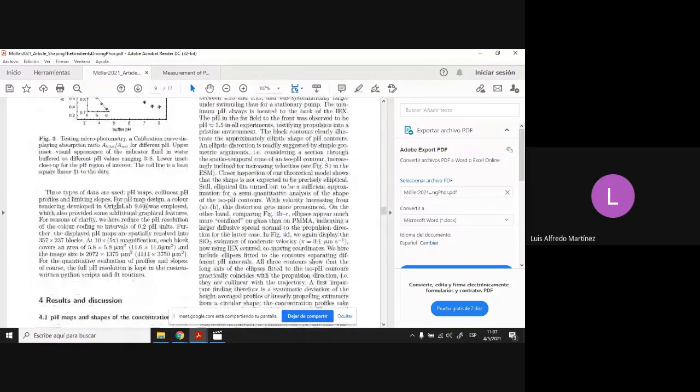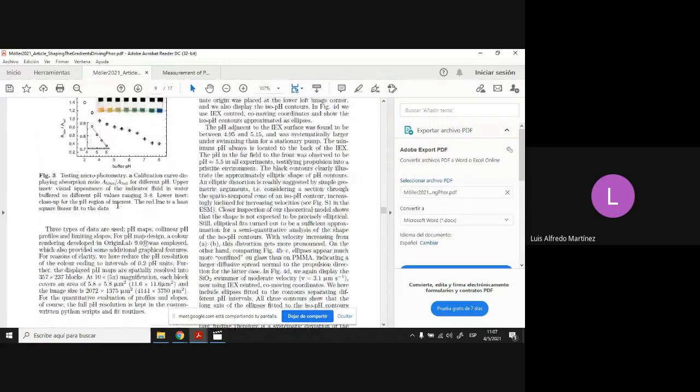In conclusion, the pH experiment with another approach, the photometric approach, is a good idea. In our case, the pH mapping we can make with another approach. Thank you very much.